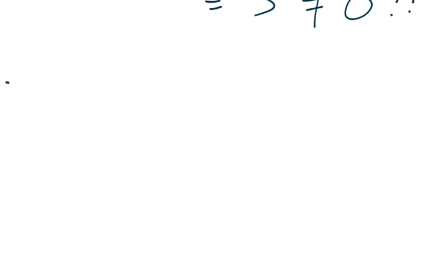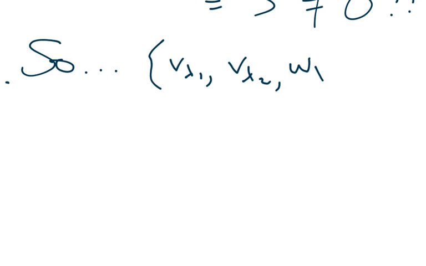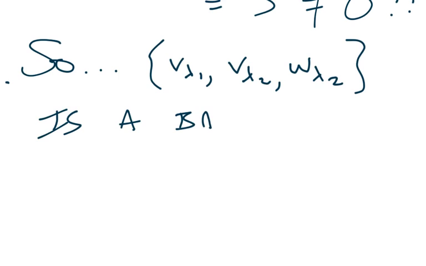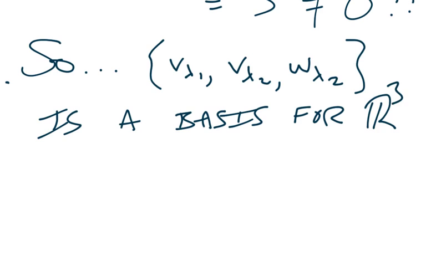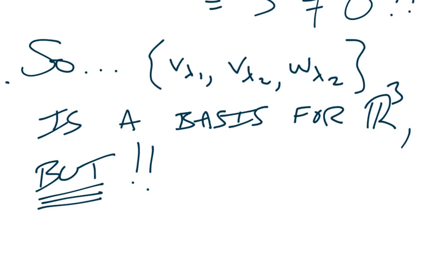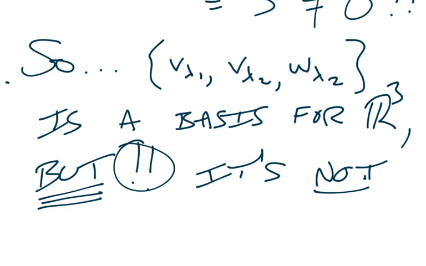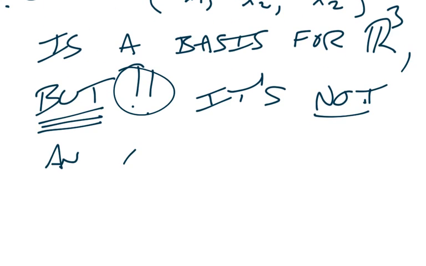So what we have right now is a basis of eigenvectors. All right, so let's summarize what we have. We have v lambda 1, v lambda 2, w lambda 2. This is a basis for R3. But it's not an orthogonal basis.